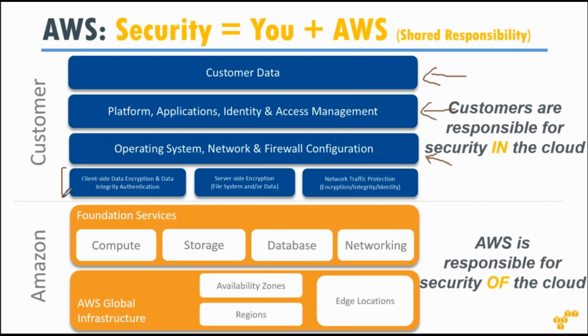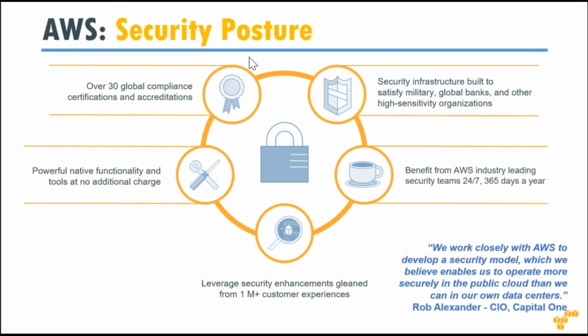And here you see the interesting bit, the client-side encryption and data integrity authentication. Say, for example, you want to encrypt your data on-premises and send it to the AWS cloud, then that responsibility is also with you. Likewise, you have server-side encryption and network traffic encryption and all those things. So you choose what you want to do here. A very nice pictorial representation here. Amazon has about 30 global compliance certifications.